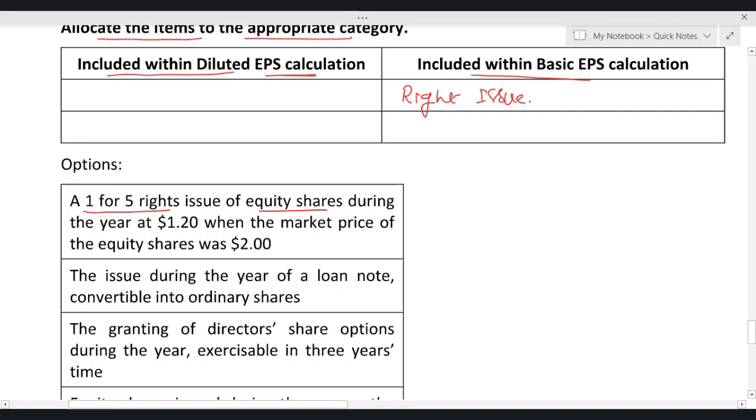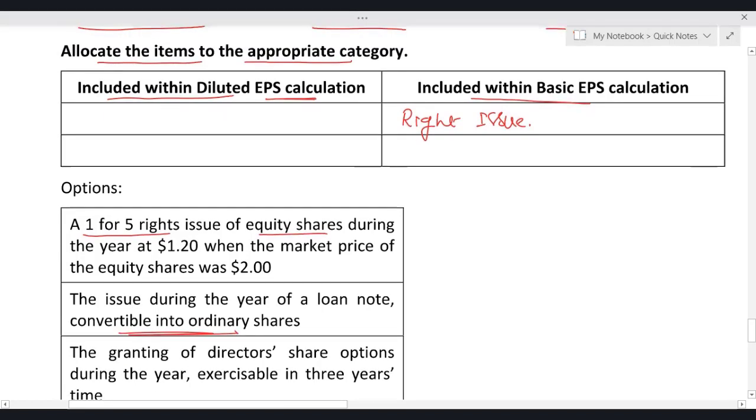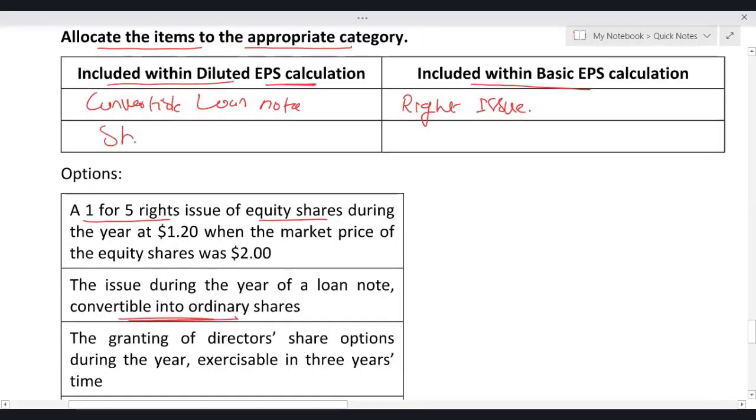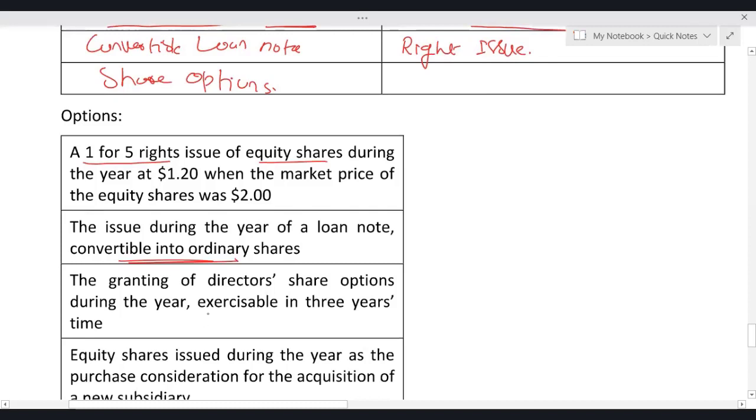The issue during the year of a convertible loan note. See, a convertible loan note comes in diluted EPS. Students, you have to completely write each and everything, but obviously in the exam, just do the copy paste. The granting of directors' share options. Share options are potential ordinary shares. So potential ordinary shares we consider in diluted EPS calculation.